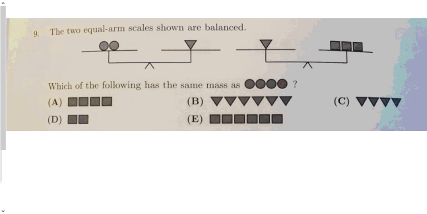Question 9 says two equal scales are shown on balances. Two circles have the weight of one triangle, and one triangle has the weight of three squares. What is the mass of four circles in squares? Since two circles must have the same weight as three squares, four circles, which is double that, must be six squares.